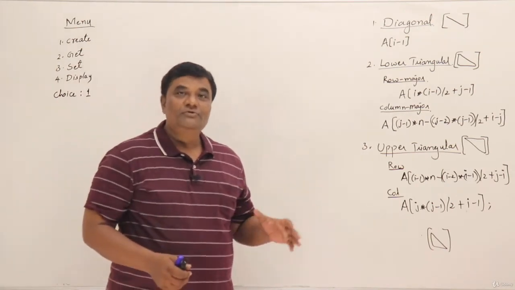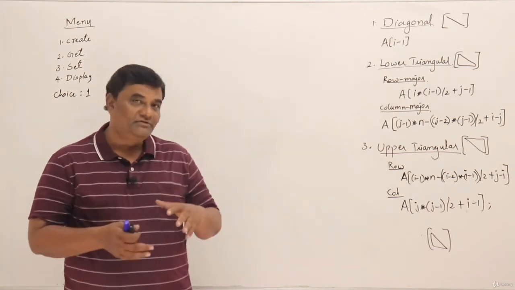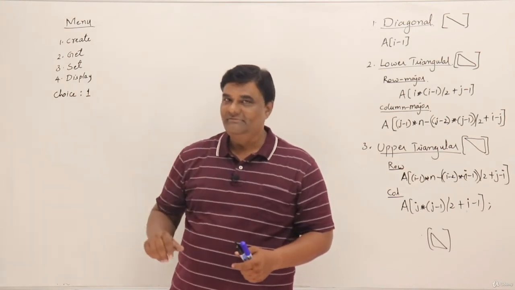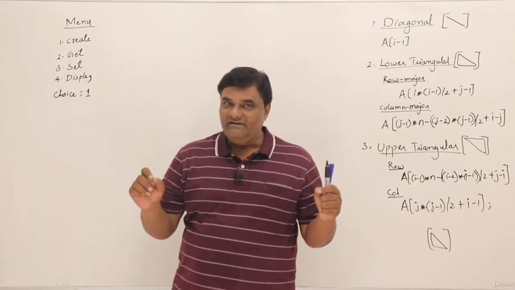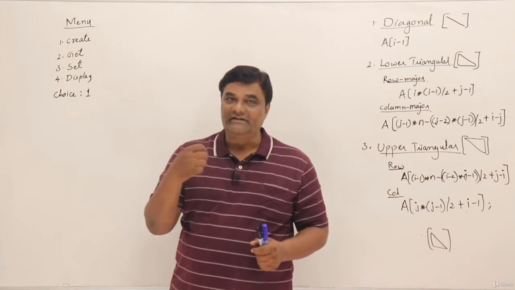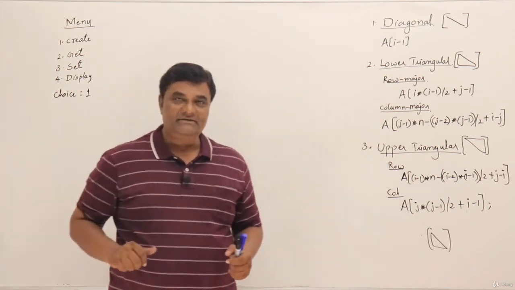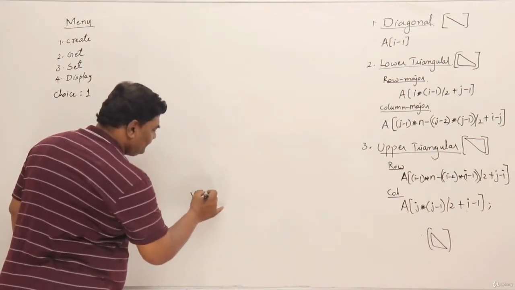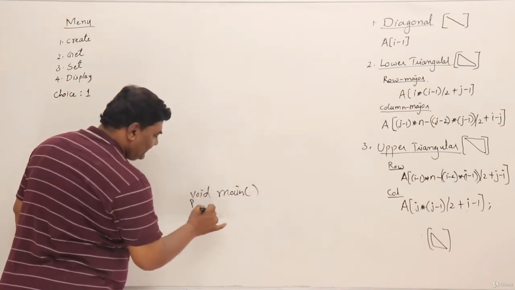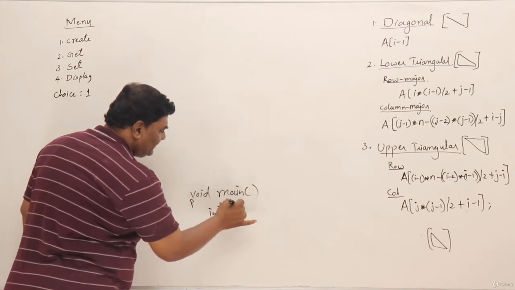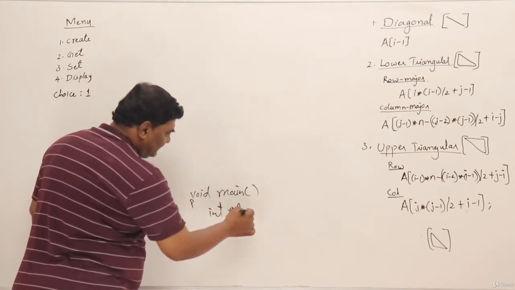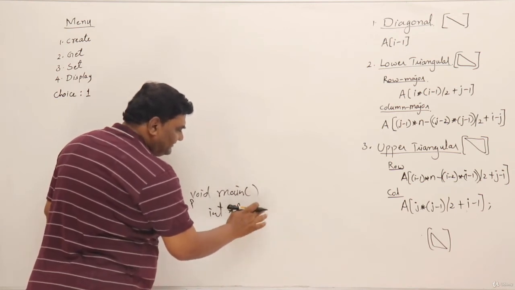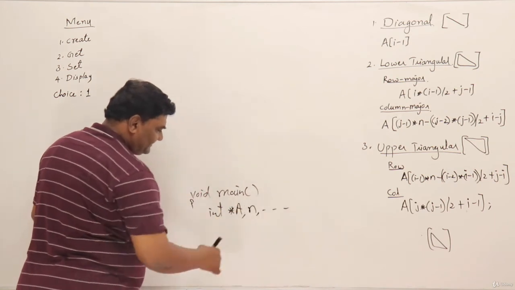For writing the program using functions, I'll give you the idea how a program can be written. The menu for the program will be the same. It will be creating a matrix and changing the element, reading the element, as well as displaying the element. So how the program should look like? This is the main function for a program. Main function is having an array for storing the elements. So for that I will take a pointer. Then n is the dimension. Then rest of the things whatever required we will see.